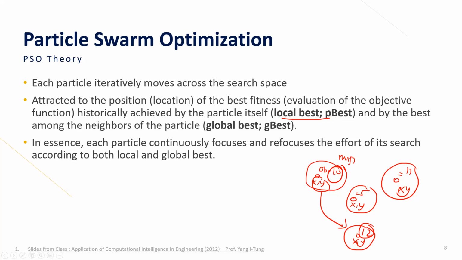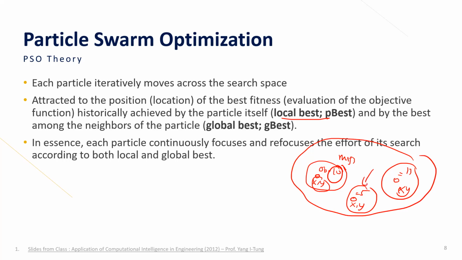Meanwhile, there is another term also for the best solution or best location denoted by the neighborhood. So in all of this, among all of this, which one is the minimum? This one, right? So this will be selected as the global best, or G best.